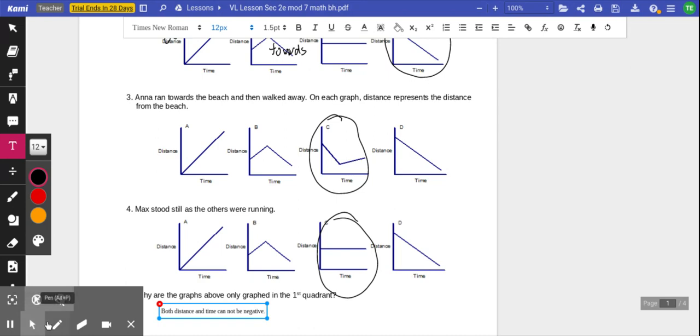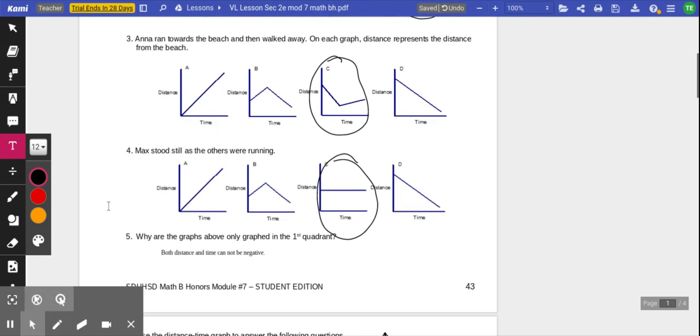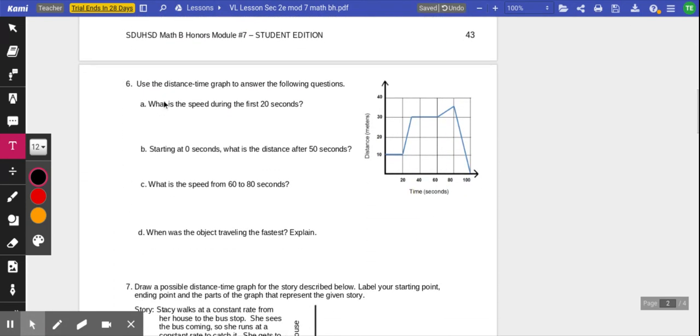All right, moving on to the next page. Use the distance time graph to answer the following questions. So now we're going to read the graph. What is the speed during the first 20 seconds? Okay, so I know that speed is equal to distance over time. So I think about that.